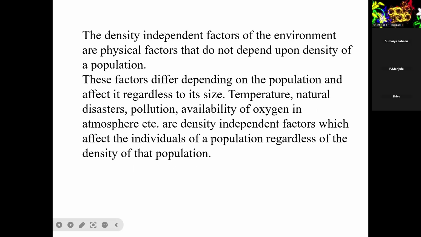The density independent factors of the environment are mainly physical factors that do not depend upon the density of the population. These factors differ depending on the population, and their effect is regardless of its size, like temperature, natural disasters, pollution and availability of oxygen in the atmosphere. So these are the density independent factors.